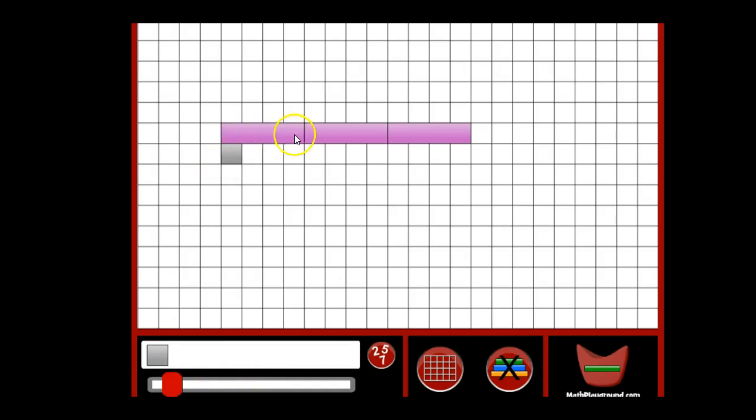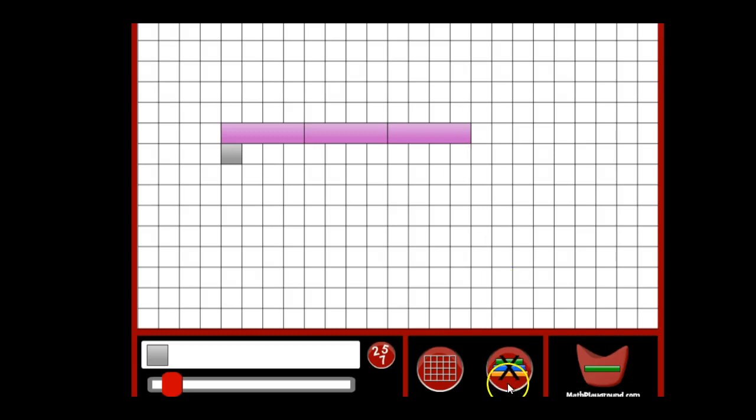Notice that's 1/4 of one whole there. So how many fourths will fit into 3? I'm going to say 1, 2, 3, 4, 5, 6, 7, 8, 9, 10, 11, 12. So I have 12 of those fourths fitting into 3. So 3 divided by 1/4 is 12.